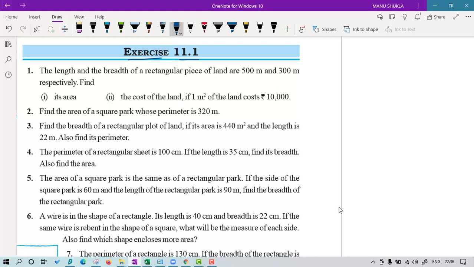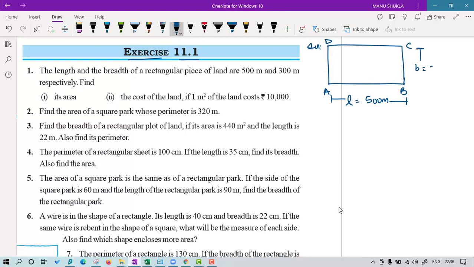The first question is: the length and breadth of a rectangular piece of land are 500 meters and 300 meters. First of all, we will draw the figure, because in the chapter of mensuration, the figure is very important. Let me call this rectangle ABCD, in which the length is given as 500 meters and the breadth is given as 300 meters. Now they are saying find its area. So let's first find the area.